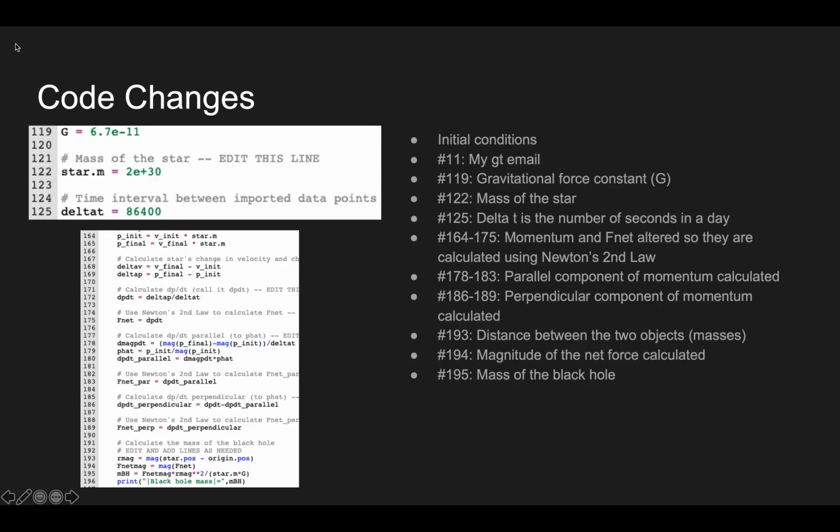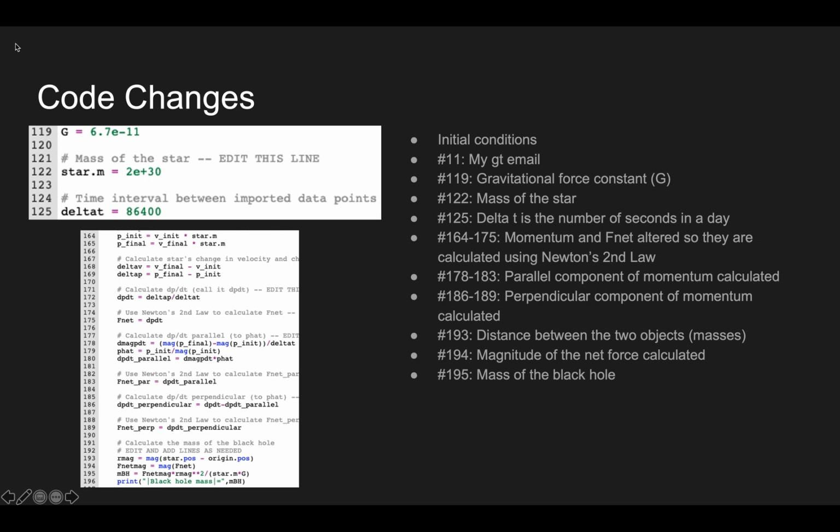Using the principles I just described, we are able to create and analyze a computer model of the star's movement around the black hole. First, I added my GT email to the section so that my star would have a unique radius of motion. I then changed all necessary initial conditions. So I set the gravitational constant to 6.7 times 10 to the negative 11, entered the mass of the star, then set delta t to 86,400, which is the number of seconds per day.